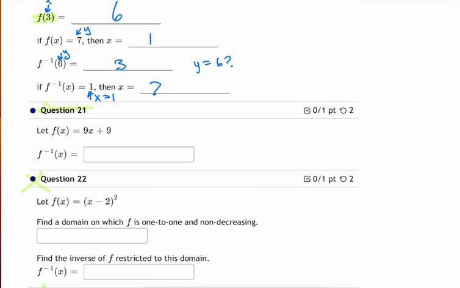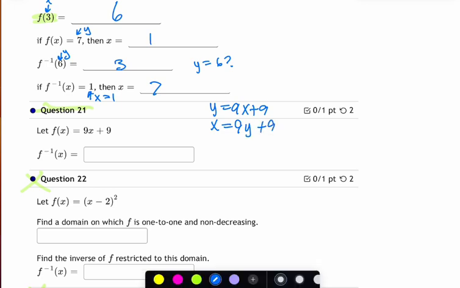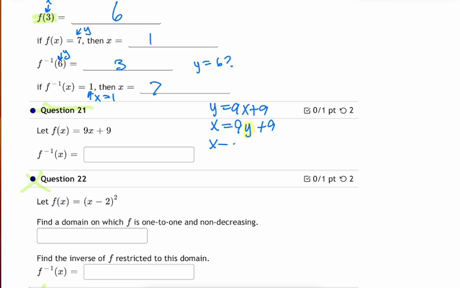Find the inverse. If you want to find the inverse, you're just going to write it in y notation. You're going to flip-flop the x's and the y's. Wherever the new y is sitting, solve for that in your equation. Make it say y equals. Solve for that new y. So I'm going to subtract 9 from both sides to get that y term by itself, and then divide both sides by 9.